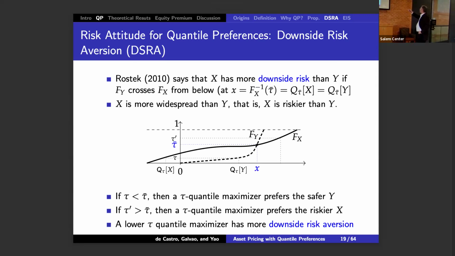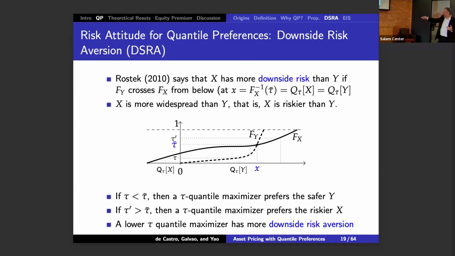So think about two variables, X and Y, okay? If you think about this, this is the CDF, the distribution of X, Y. So this CDF here of Y is much more concentrated than X. Can you see? Because it increased a lot.